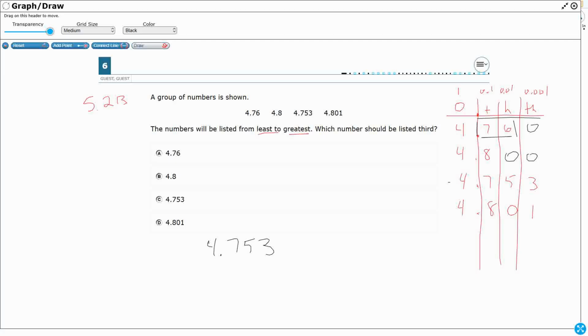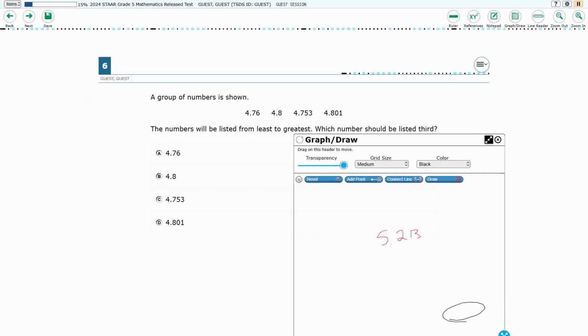I'm just going to write the 4.76 rather than 4 and 760 thousandths. And then look at this. My 4.8 is smaller than my 4.801 because it's 4 and 800 thousandths as compared to 4 and 801 thousandths. So there's my list from least to greatest. Goes like this. And third, 4.8. So my answer here is B.